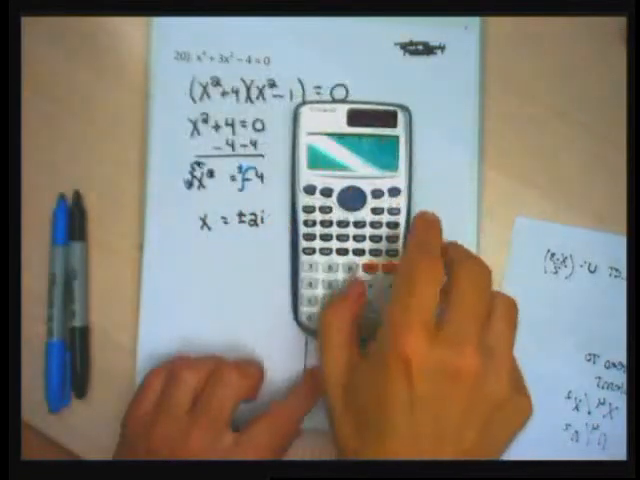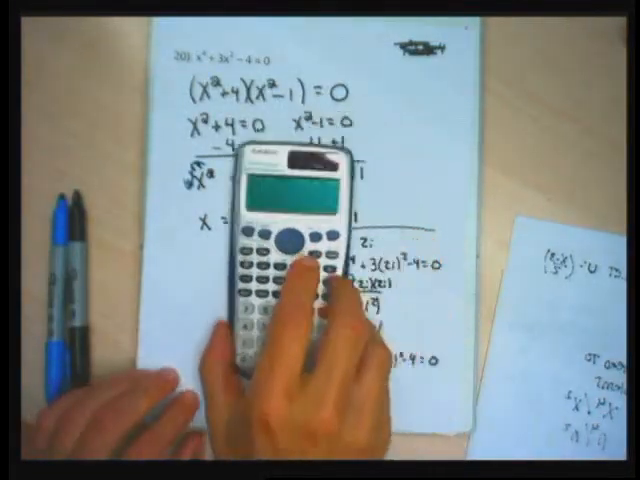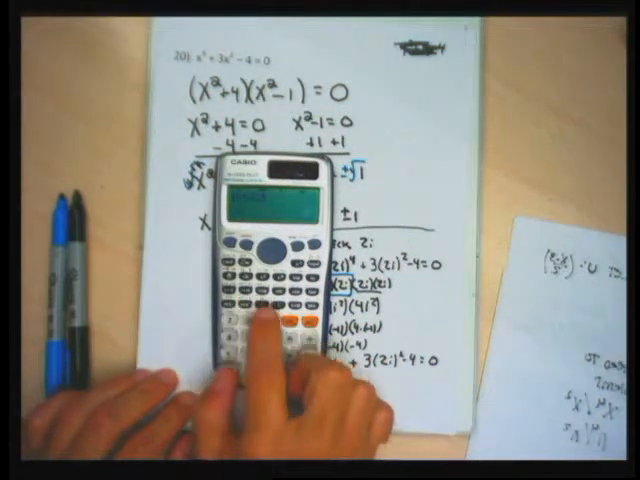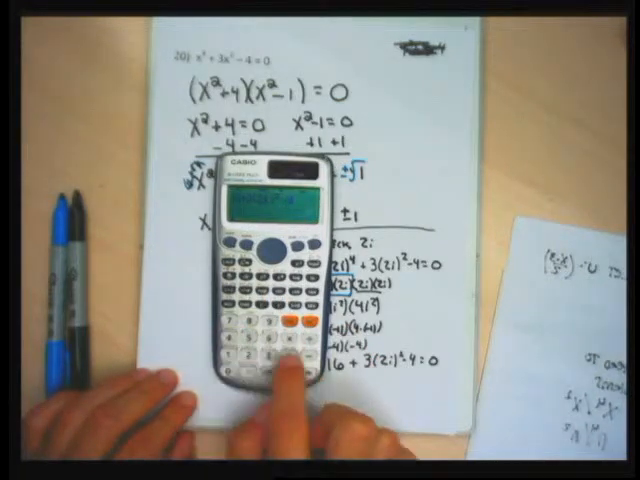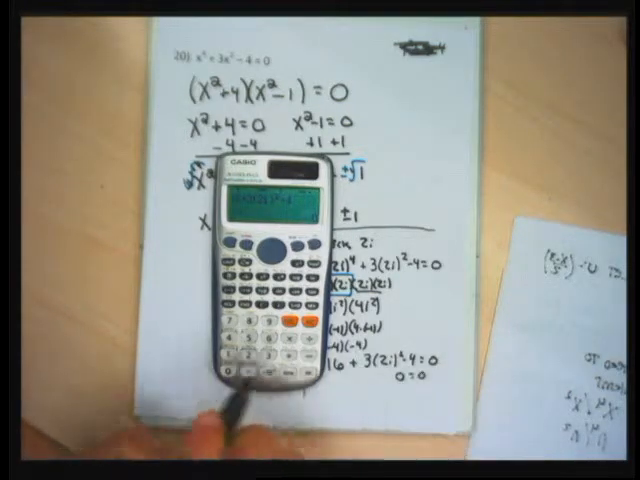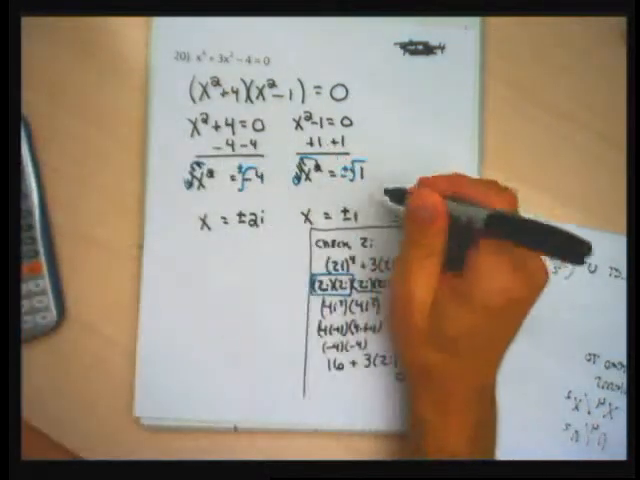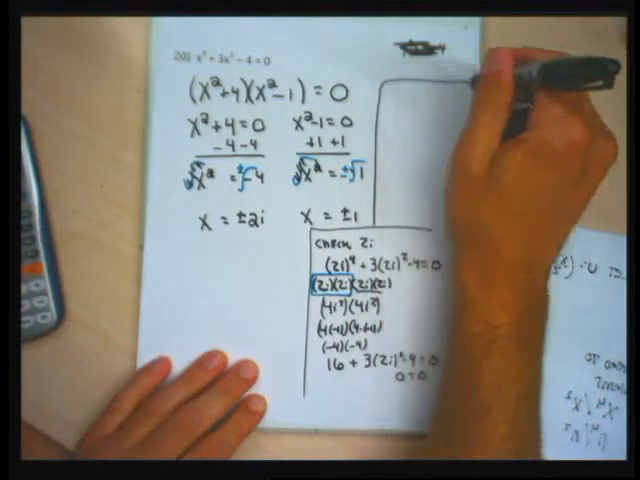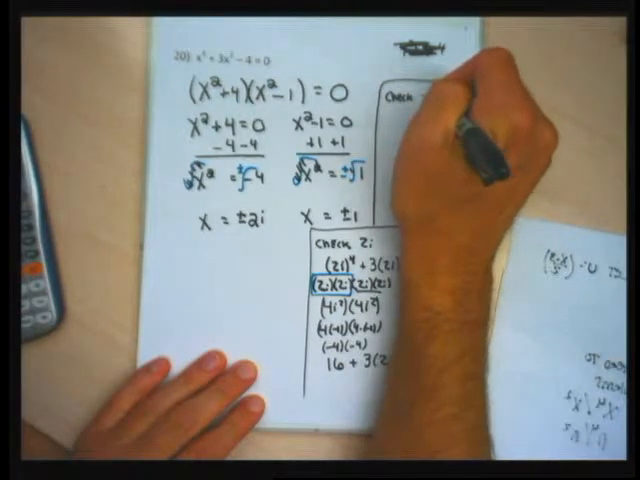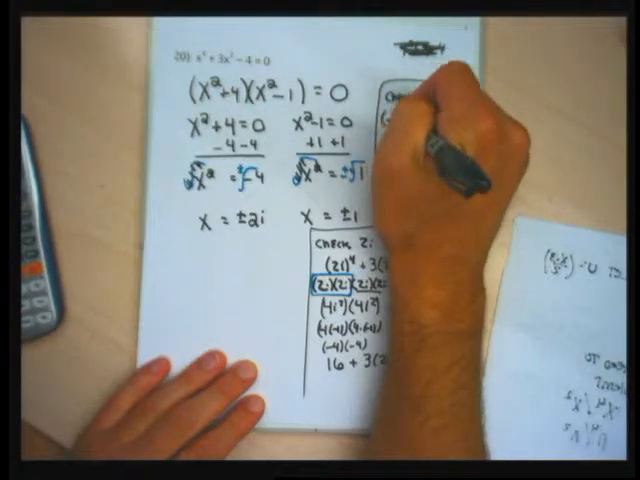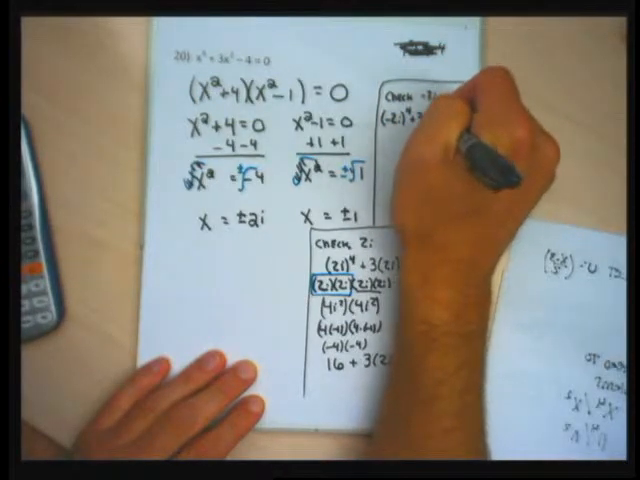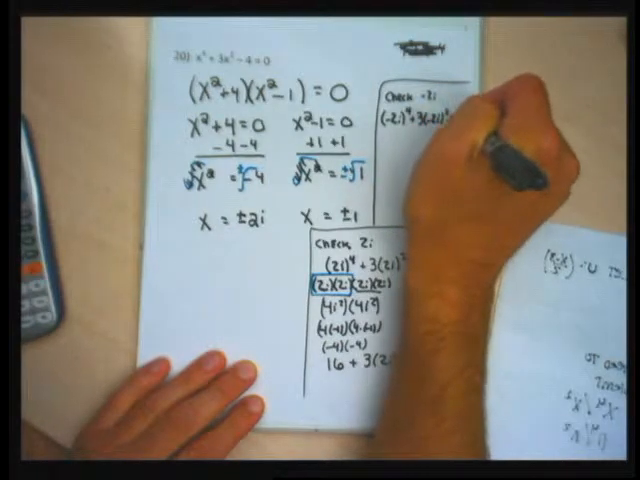Now I'm going to do the rest on my calculator. 16 plus 3 times 2i squared minus 4, and I get 0 just fine. So that is a solution. It's the first horrible solution there was to check. Now let me check the -2i. Is -2i to the 4th plus 3 times -2i squared minus 4 equal to 0?